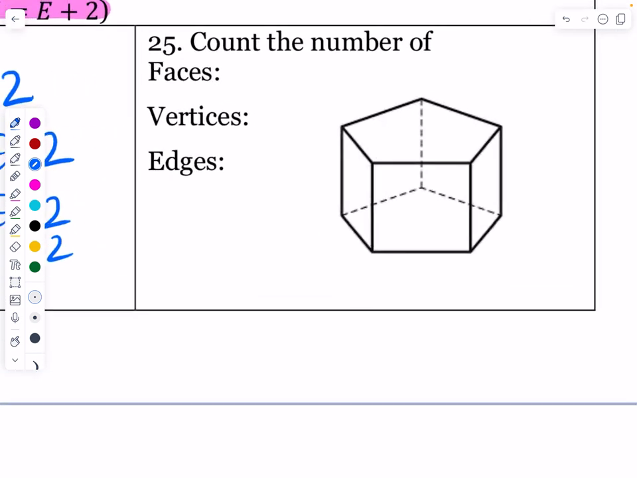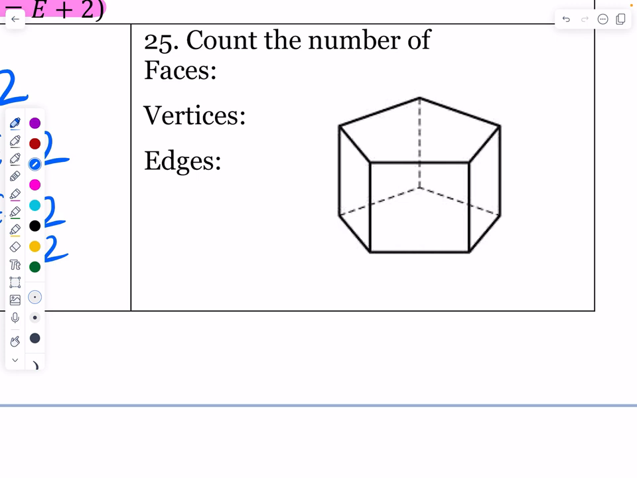Now they give me a picture. And they say count the number of faces, vertices, and edges. We're also going to confirm that with the formula. So when I look at this shape, I have 2 bases. This is a prism. What kind of prism is it? It is a pentagonal prism.